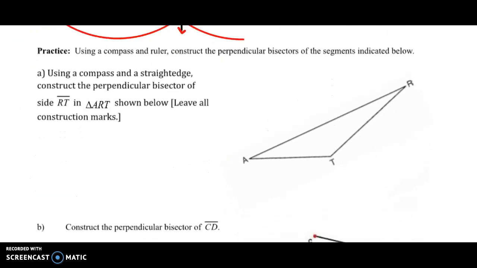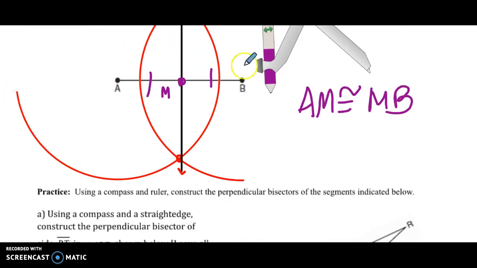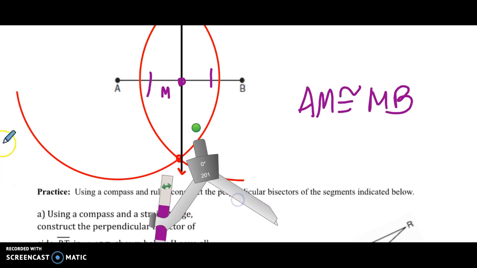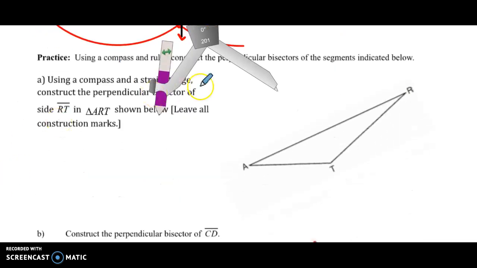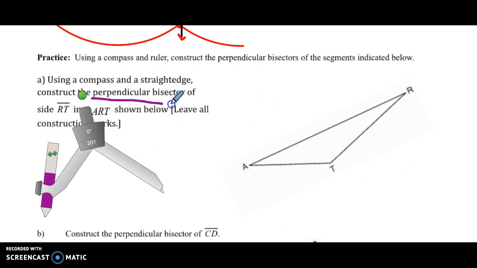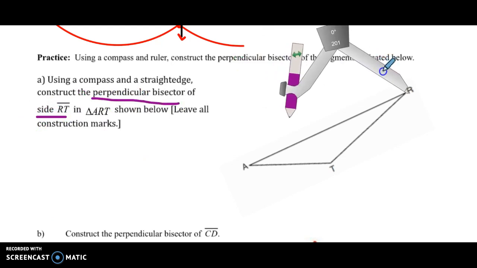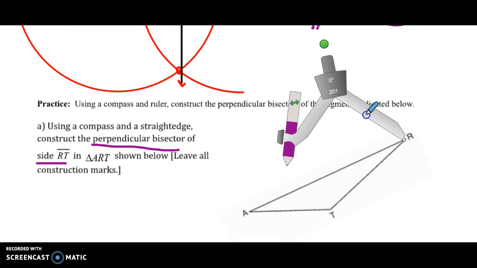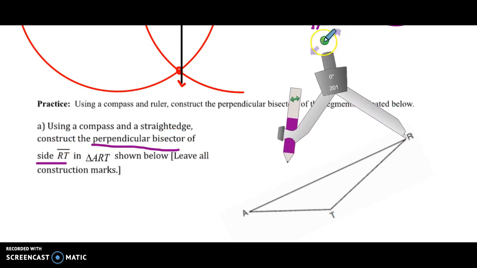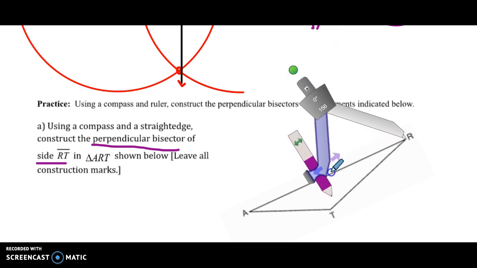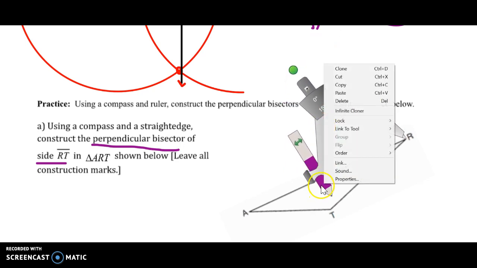So we're going to do some practice and construct some more bisectors. Using a compass and a straight edge, construct the perpendicular bisector of side RT. Again, you can start at either endpoint, R or T, it doesn't matter. You want to open your compass more than halfway. Make an arc above and below.